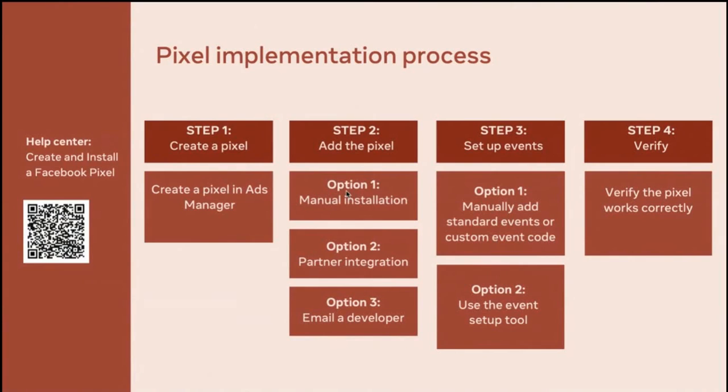Like if you want to track add to cart, product comparison, add to payment, purchase, or whatever events you want to track. But remember, you can add as many as you like, but the system will only be able to prioritize 8 events per domain. So you will add the events once you've added the base code. You can also use the event setup tool for this, so there are again 2 options. Once you've added the base code and the events, you can go and verify the pixel.